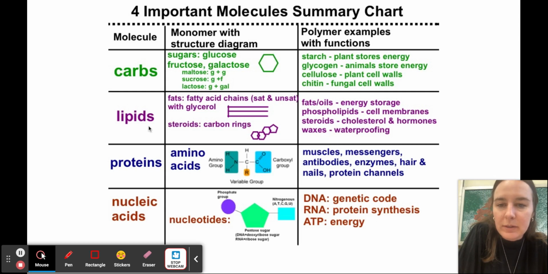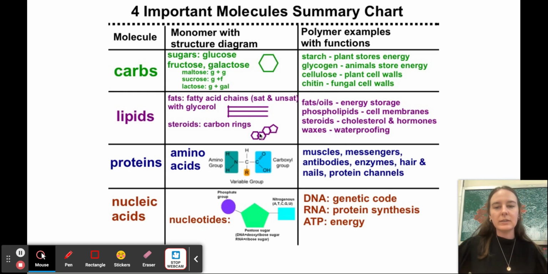Second, macromolecule lipids. There are 3 main types: fats, phospholipids, and steroids. And the structure of fats are fatty acid chains, so these long, hydrophobic chains, with the glycerol head. And then steroids are a bunch of 4 carbon rings, and then if you change the ends of the steroids, it changes the identity of it, so making testosterone or estradiol, which are sex hormones. Steroids are another word for hormones.